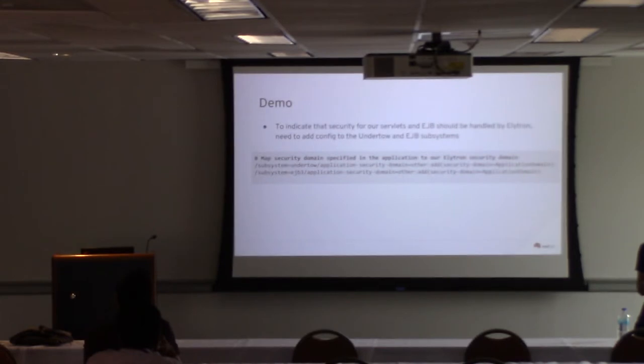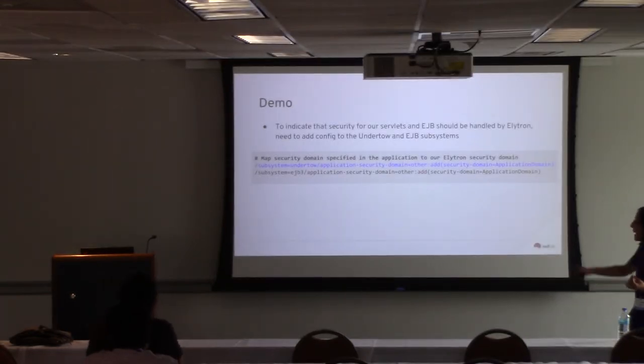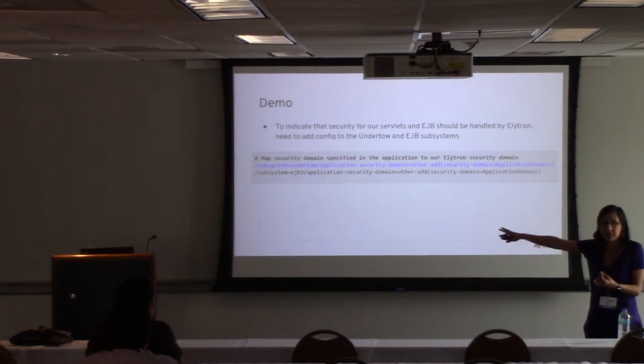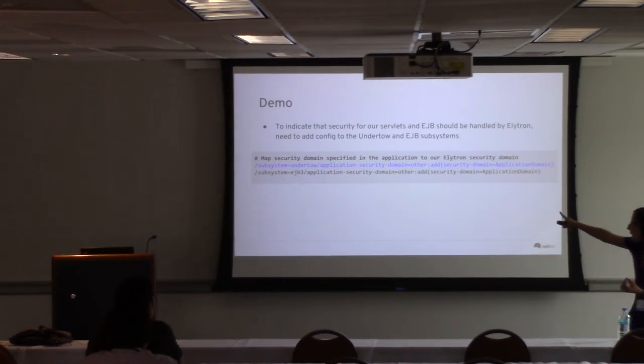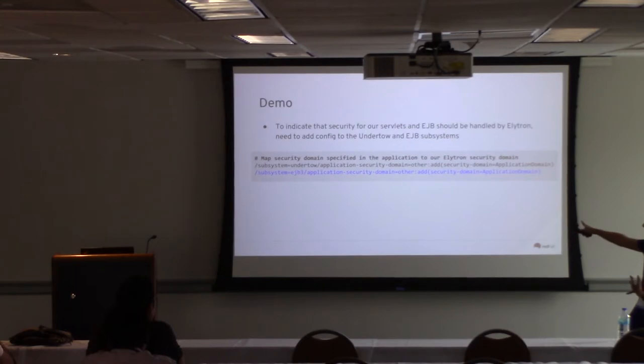So we take that security domain name that's been specified in our deployment, and we add an application security domain mapping in our Undertow subsystem to map that name other to application domain. And so again, application domain is the Elytron security domain that we want to use. And then we repeat the process in the EJB subsystem. We add another application security domain mapping.